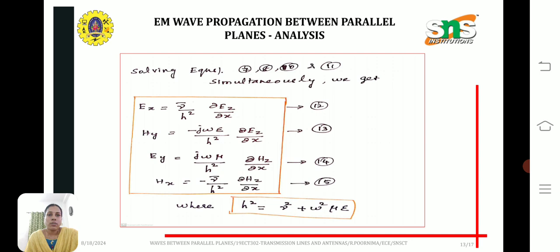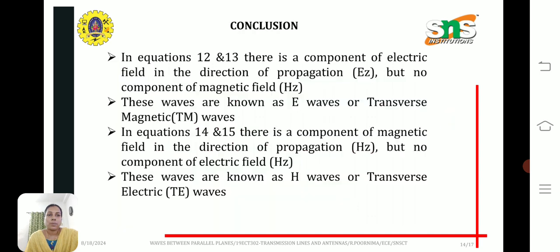And solving the equations, we get Ex equal to minus gamma by h squared times dou Ez by dou x, and similarly Hy, Ey and Hx. So these are the four components of electromagnetic wave propagation between the parallel planes.